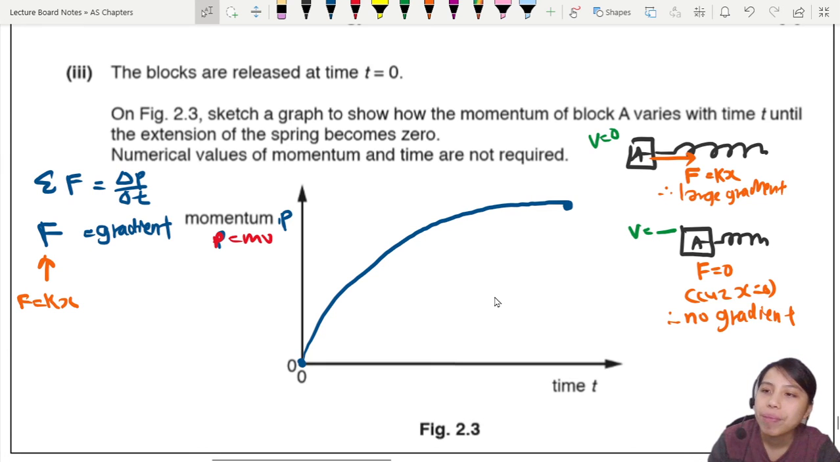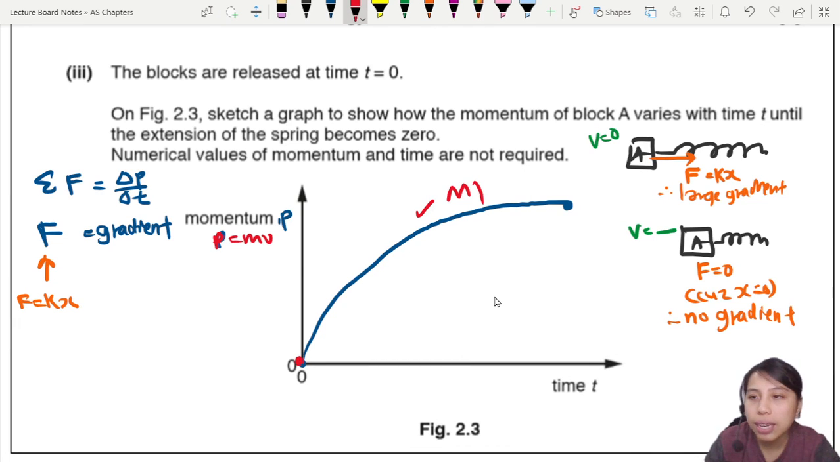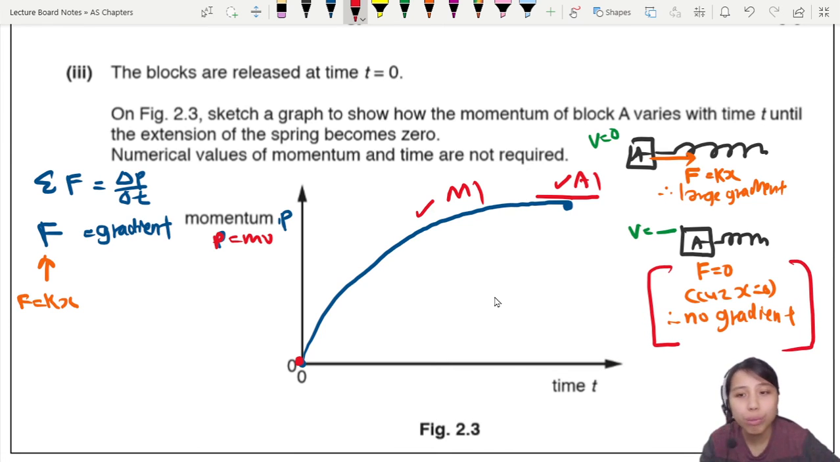First mark, if your curve starts from origin and decreasing gradient, that's 1 mark. Second mark, the final gradient is 0. This is the second mark, because eventually there is no extension, and there's no more force. No more force means no gradient, so flat. Okay, so that's one way how you can do this kind of question.